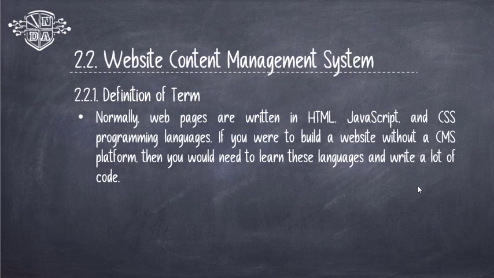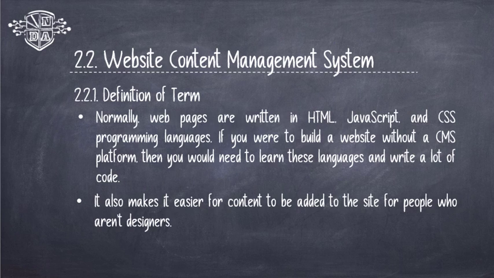So normally, web pages are written in HTML, JavaScript, or CSS programming languages. If we didn't have a content management system platform, then you'd need to first learn these languages to be able to write the code that will run your website. A CMS also makes it easier for content to be added to the site. Imagine you're writing the code for a website that is, let's say, 15 pages, and you're looking for the specific code to change the name of maybe the director of the company. It would be really tiresome.